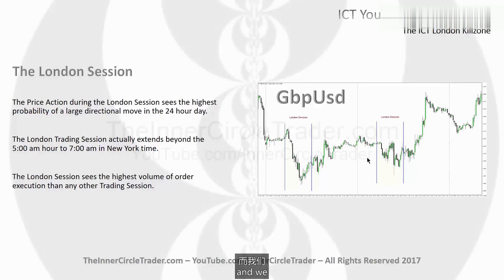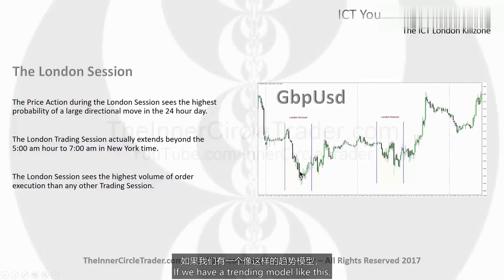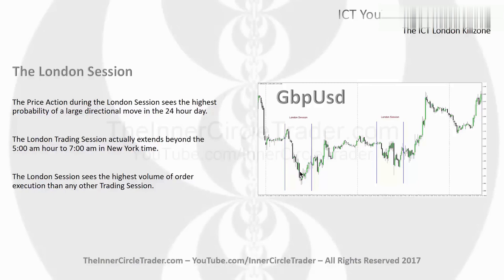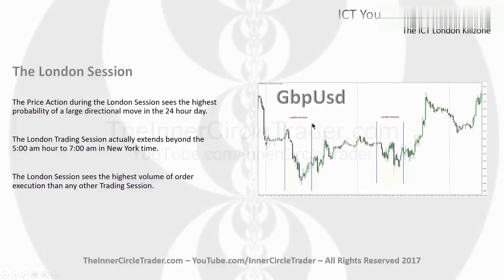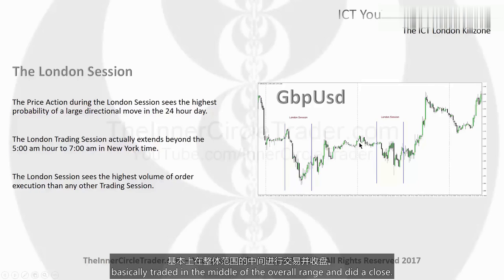But the takeaway I want you to have is that the London session can create the higher low of the day, and we can also study the profile that takes place between the beginning and ending of the overnight session. If it's trending, if we have a trending model like this, chances are we could see a rather quiet New York session. It doesn't mean that always, but it's one way I like to look for a potentially slow New York session. Or we could have a reversal scenario, which is what we saw here. To the right of this vertical line is the New York session. You can see it did have a little bit of reversal, but it consolidated and basically traded in the middle of the overall range and did a close.